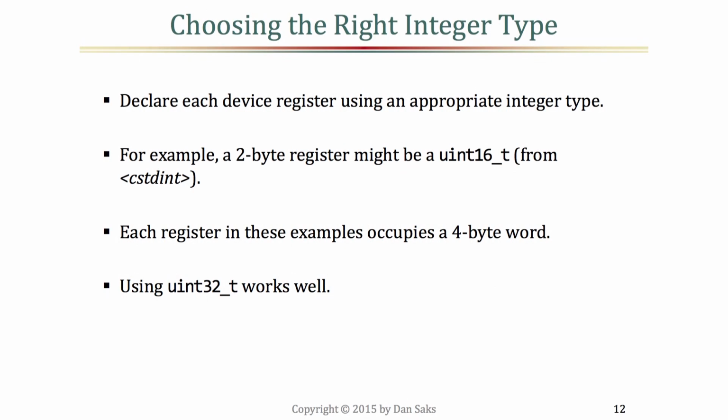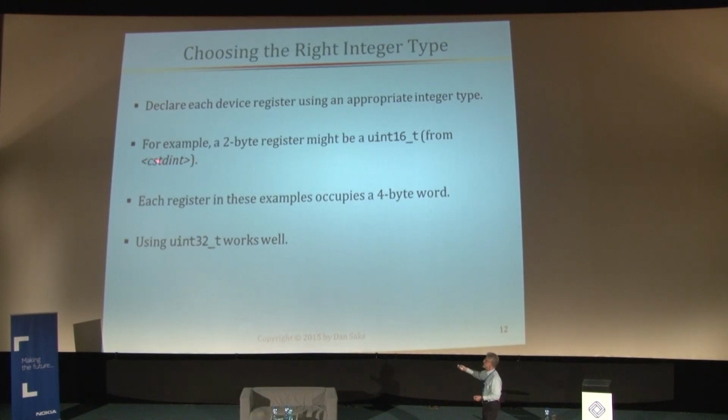Next. Now, the first thing most people learn to do is to just pick an appropriate integer type. For example, if you want to model a 2-byte register, you would include the C standard int header, in C++ it's cstdint, and you use a type like uint16_t. In the examples I'm going to be doing, it's all 4-byte words that are 4-byte aligned. uint32_t works very well for that.